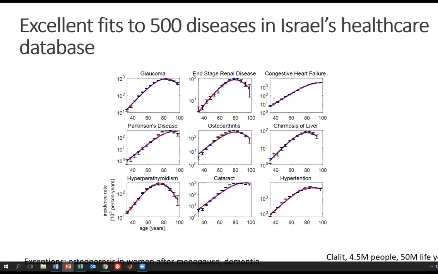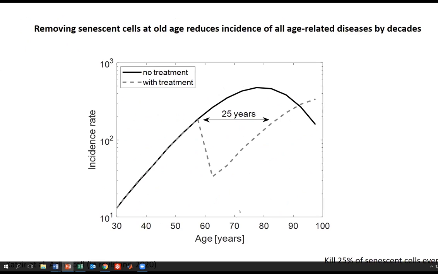There are some exceptions, like for instance, osteoporosis in women after menopause is not captured. Something about menopause isn't captured by this model. Or dementia also appears to rise with a slope that's too high to explain. It's higher than the death threshold. So maybe in the brain there's something different. It's not senescent cells, it's a different kind of damage or senescent cells. So there are exceptions, but most diseases and cancers fit into this picture.